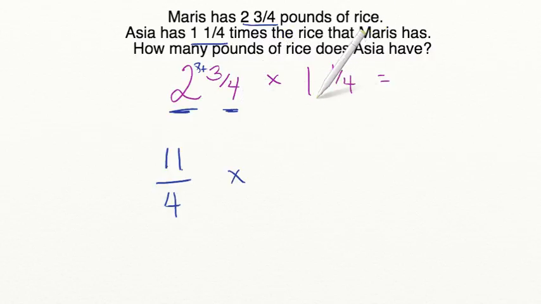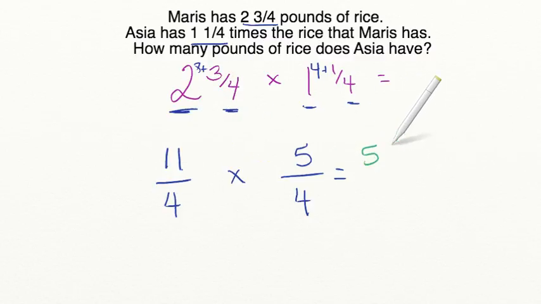So let's try it again. 1 times 4 equals 4, and then 4 plus 1 equals 5, which is going to be our new numerator. So now we go ahead and we multiply across because we have two improper fractions. 11 times 5 equals 55. 4 times 4 equals 16.